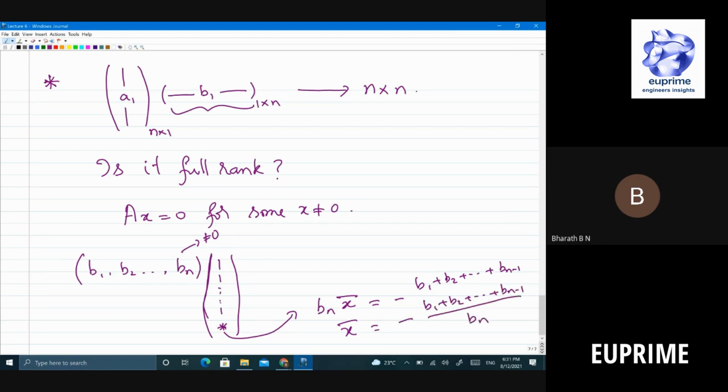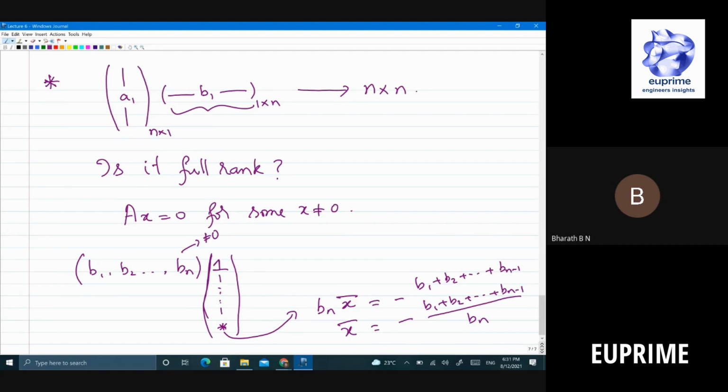So that's why I need Bn not equal to 0, otherwise you cannot divide. So all that I will do is choose the last entry this way. When you take the product, you get 0. And this vector is definitely not 0 because you have 1 here, right? Do you agree? So it cannot be full rank, definitely.